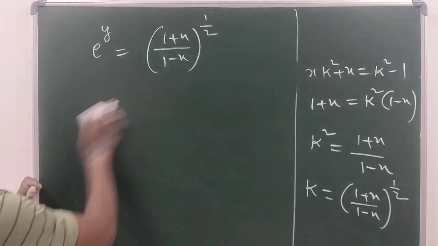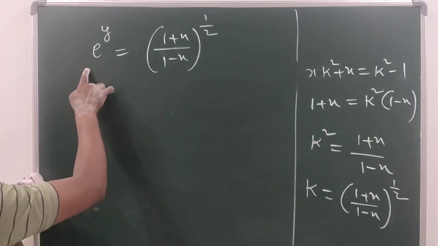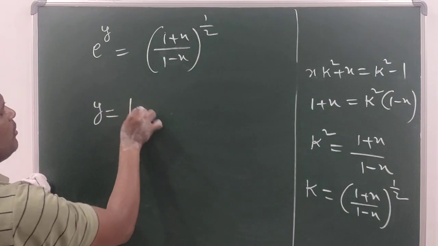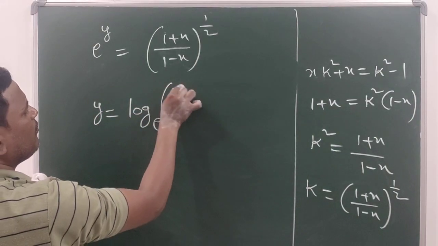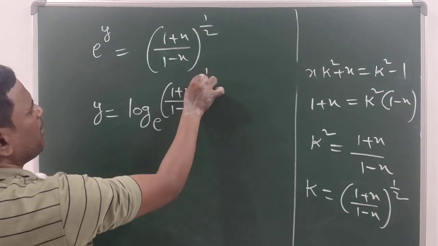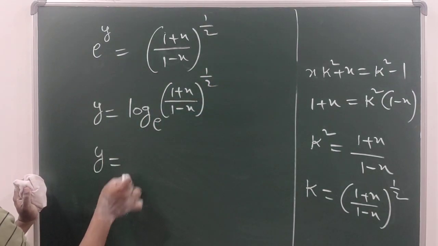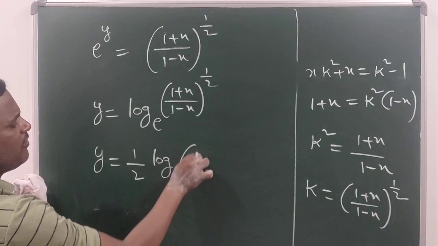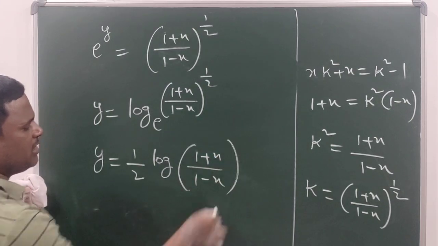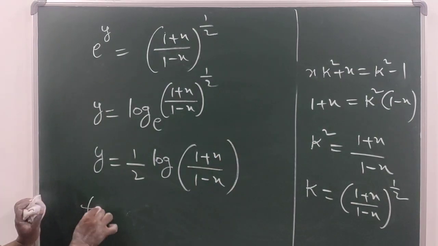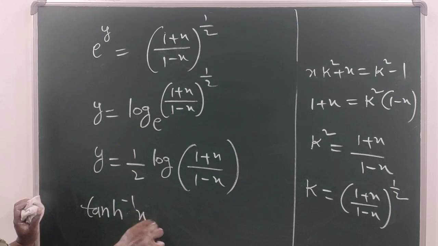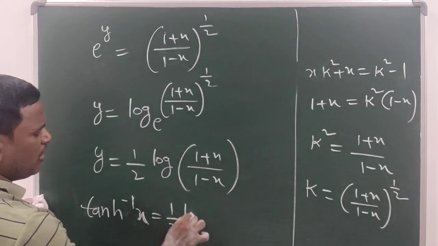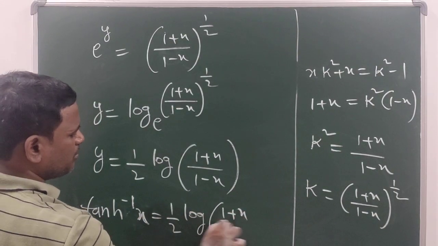Right. So now take e to the right side. Here it is there in exponential form. When you convert it to the logarithmic form, y equal to log e of ((1 plus x) by (1 minus x)) whole power 1 by 2. Now bring 1 by 2 to this side. Now 1 by 2 of, students, what do you get here? Log of (1 plus x) by (1 minus x). What is y? tanh inverse of x. tanh inverse of x is equal to 1 by 2 of log (1 plus x) by (1 minus x).